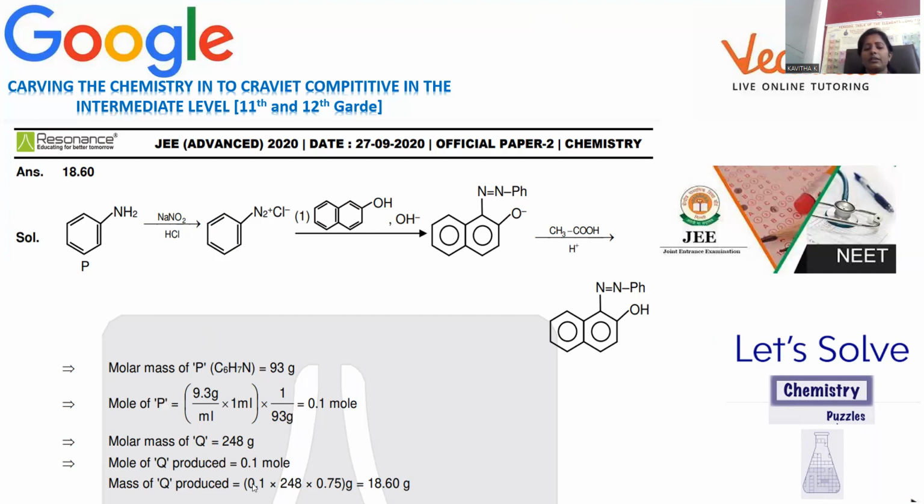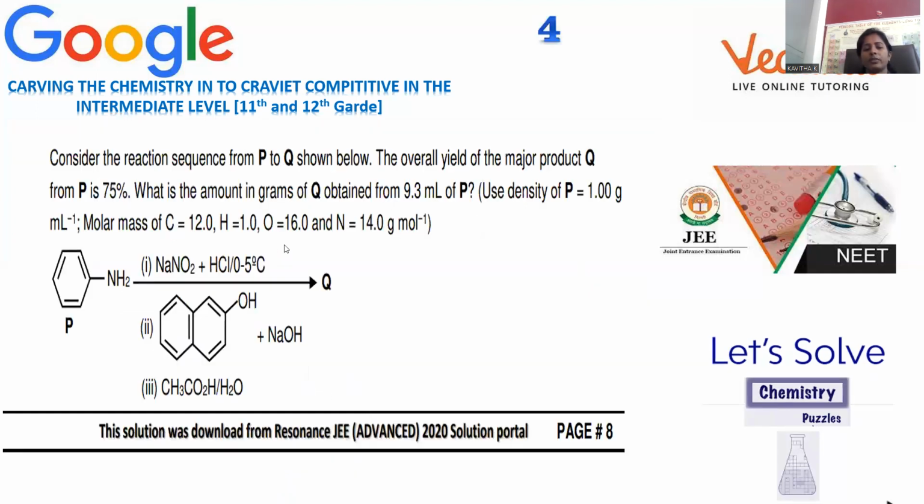So the number of moles of Q, the molecular weight of Q, and 75 percent meaning 75 by 100, the product of these three numerals will become the mass of Q. After the calculation, you will get 18.60 grams. 18.60 is the weight of Q, the amount of Q. So this is the way you can go for the calculation.